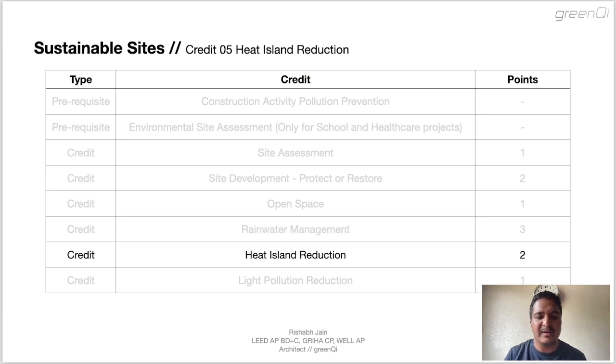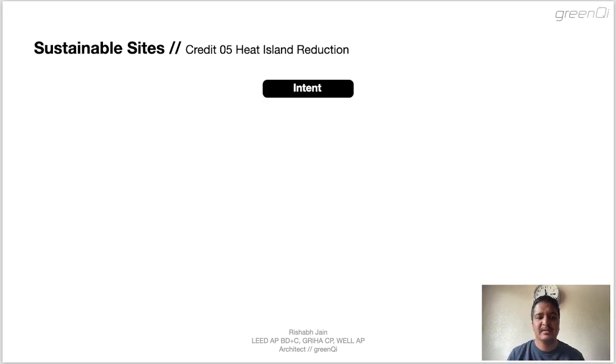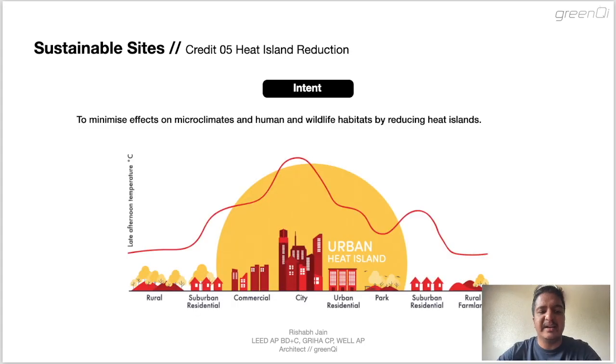Well, that was one long credit, so will this one be, the fifth credit in this category, which is heat island reduction. So let's begin with the intent of the credit. The intent clearly states to minimize effects on microclimates and human and wildlife habitats by reducing the heat island.